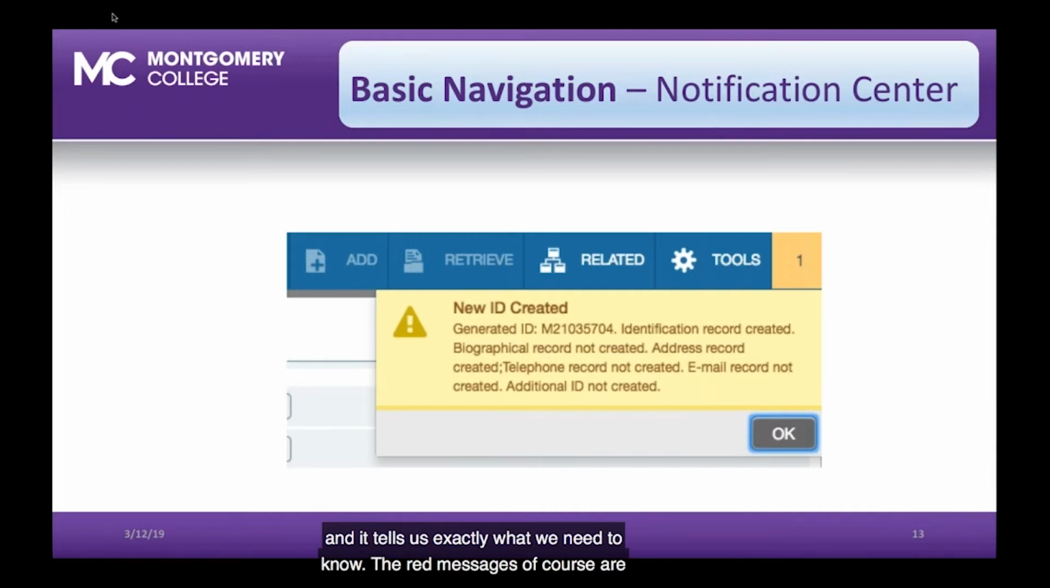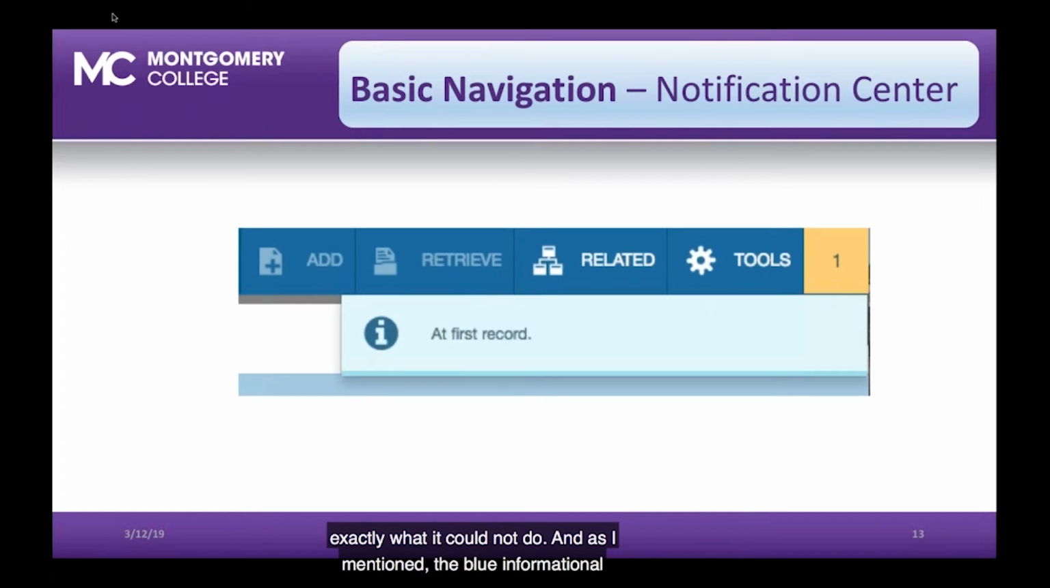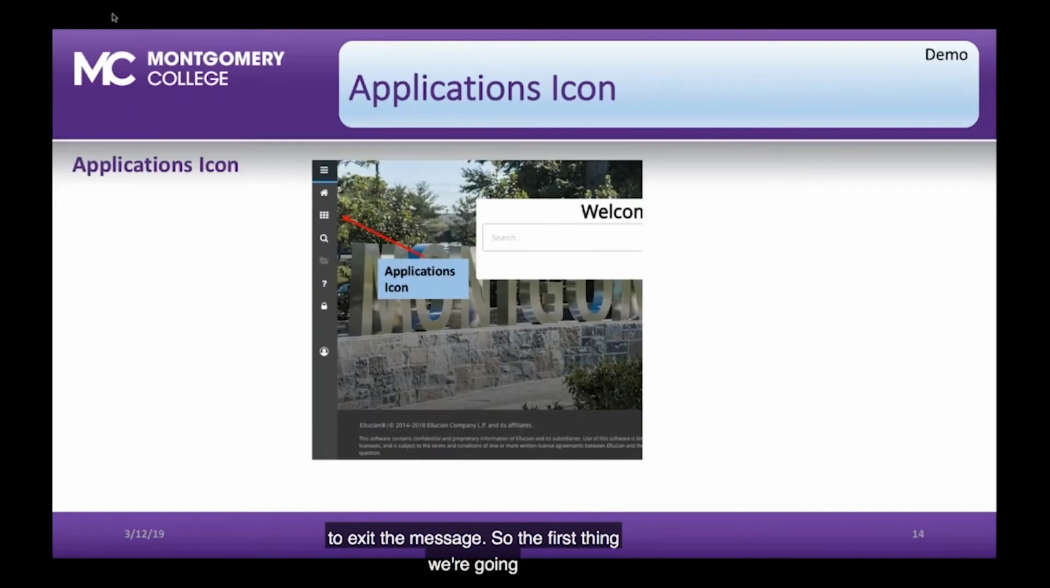The red messages, of course, are fatal errors, and this means the actions have stopped. So what we were trying to accomplish could not be done, and this error will be informative and tell us exactly what it could not do. And as I mentioned, the blue informational messages simply tell us that there's something that we need to know and be aware of, but nothing is wrong, and we can simply click this to exit the message.